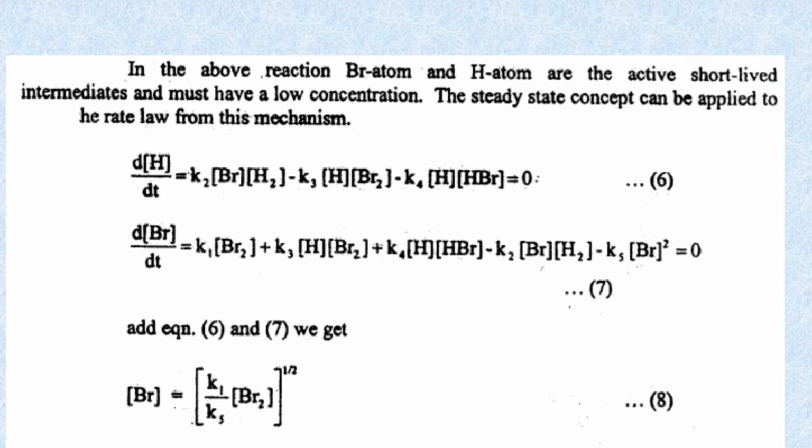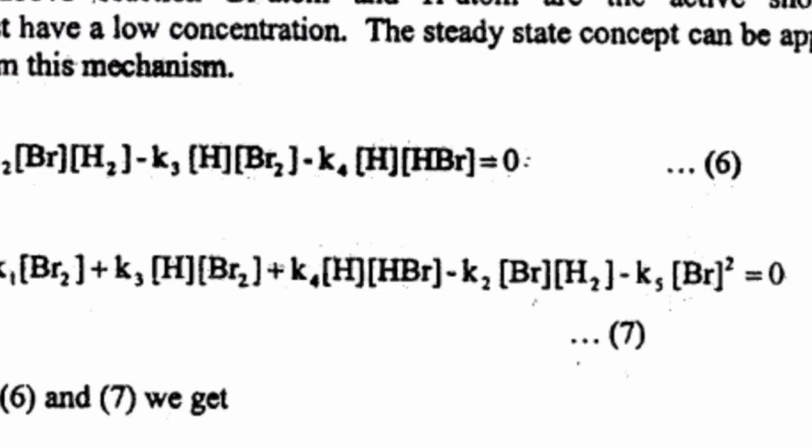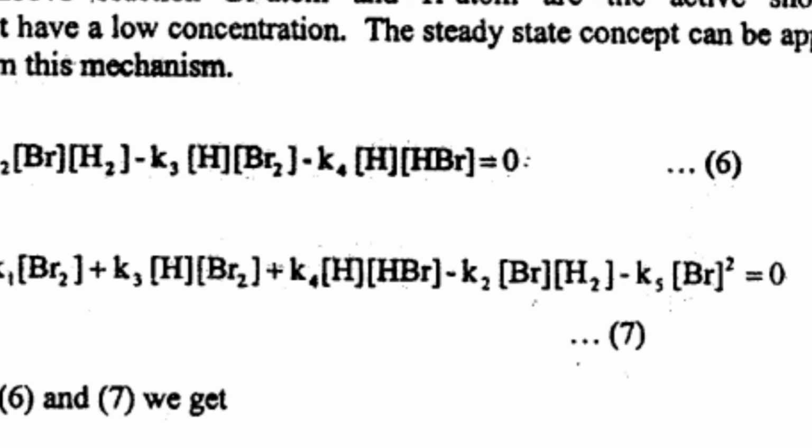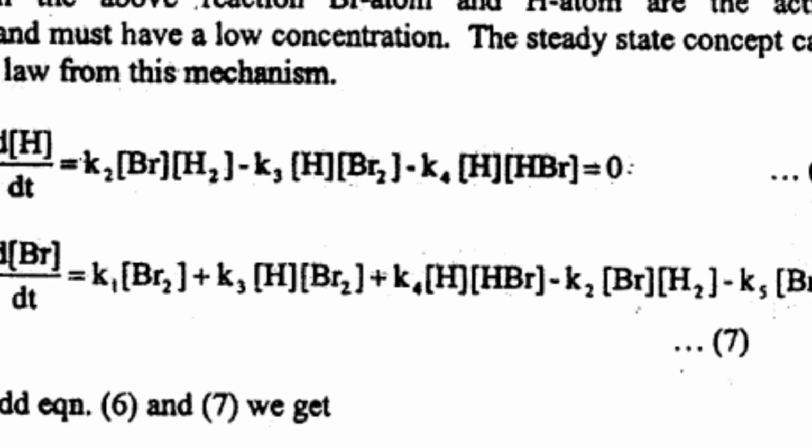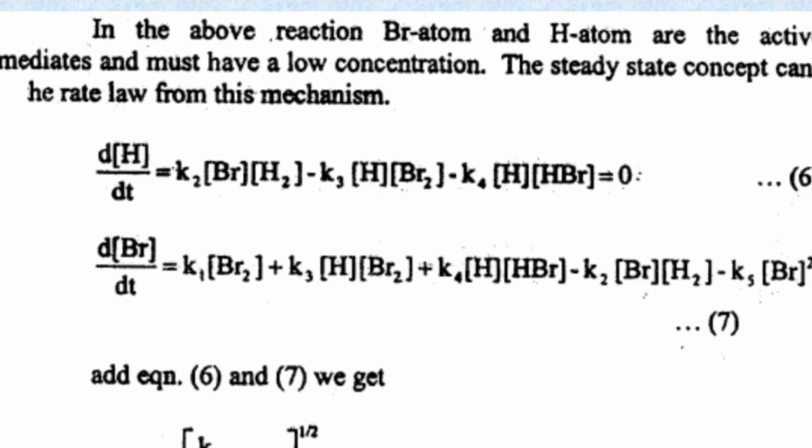The steady state concept can be applied to get the rate law from this mechanism. When the steady state concept is applied to the hydrogen radical, d[H]/dt is equal to k2[Br][H2] minus k3[H][Br2] minus k4[H][HBr], which is equal to 0. And how do we write this steady state approximation?